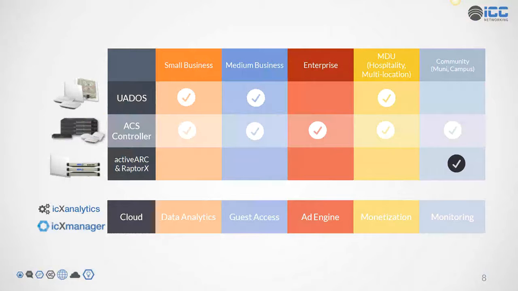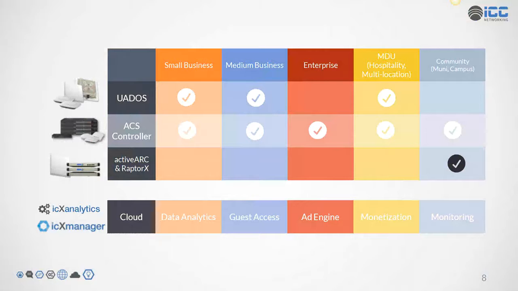So let's go ahead and take a look at how this divides out within the ICC Networking product line. The ICC Networking product line really focuses on a variety of market segments: small, medium business, and enterprise, as well as verticals such as MDU, which can include hospitality, hotels, retail environments, multi-location setups, apartment buildings, condos, etc. And then community environments, which can include campus, higher education, local, state, municipalities, and even in some areas countrywide or island-wide deployments.